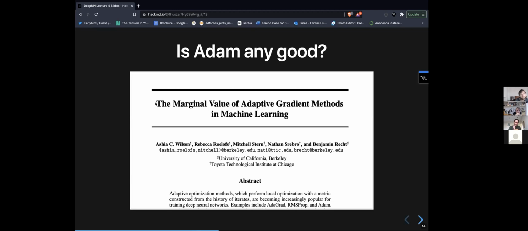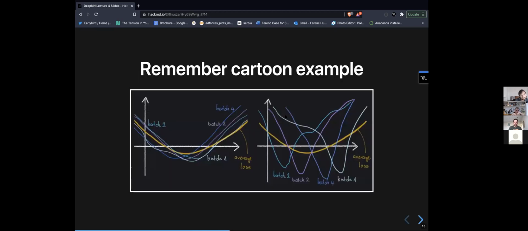However, as this paper found, the marginal value of adaptive gradient methods in machine learning, Adam, even though it's better at optimizing, it hurts generalization performance. And it hurts generalization performance exactly because it makes it easier for SGD to converge to minima like this. It's essentially designed partly in order to tackle tricky situations like this. So while vanilla SGD prefers to converge to this minimum and really would never choose this minimum, Adam is actually much better at finding minima like this, which may not generalize as well as the ones that SGD finds.